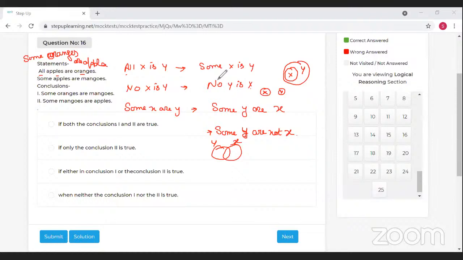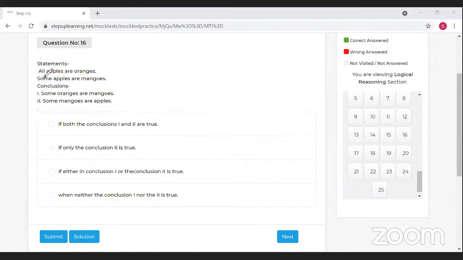So now how to solve this question? If you want to take a screenshot, take a screenshot. I will quickly erase it. Done. Okay, now how to draw this? All apples are oranges. Some apples are mangoes. Now think about it. This inside part is apple, mango, oranges, all.